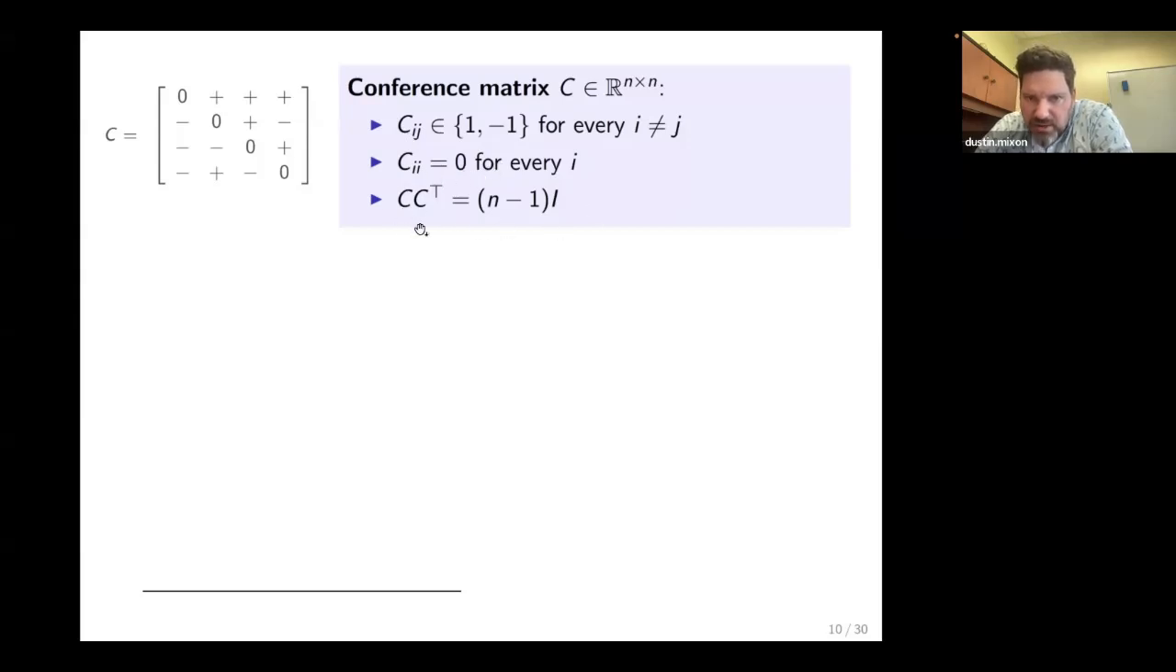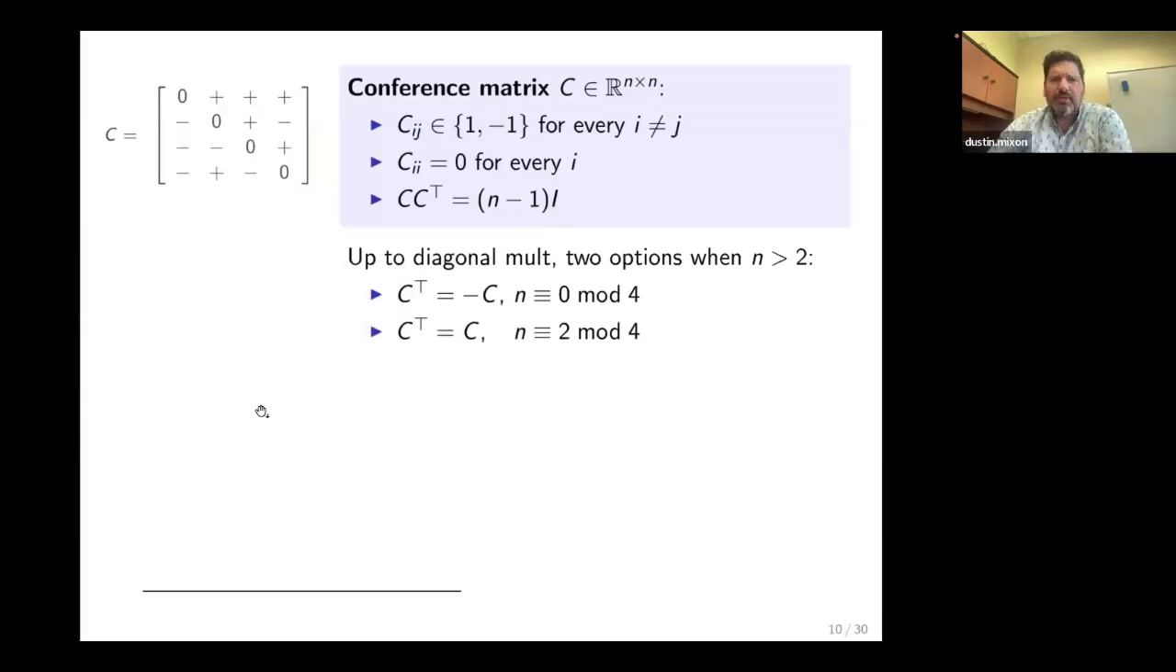The algebraic condition that a conference matrix needs to satisfy is that C times its transpose is a multiple of the identity. It turns out there are two different flavors of conference matrix depending on the parity of n modulo 4. If n is a multiple of 4, then up to conjugation by diagonal matrices, C transpose equals negative C. It's skew symmetric. If n is 2 mod 4, then C is a symmetric matrix.